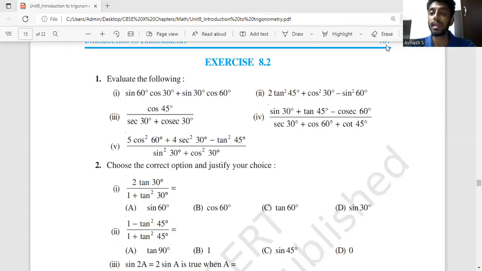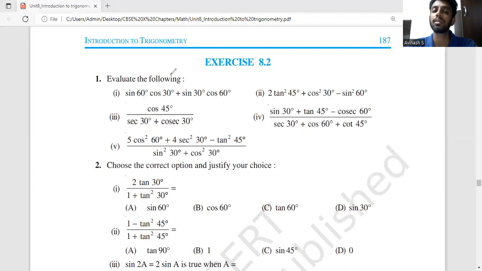We are going to look at exercise 8.2, sum number 1, first subdivision. Before we get into all this, we have to know the values of sine 30, cos 45, all of that, which is given in the textbook in the form of a table. So we should be really thorough with these trigonometric values so that we are able to substitute them easily. Now let us look at the first subdivision.